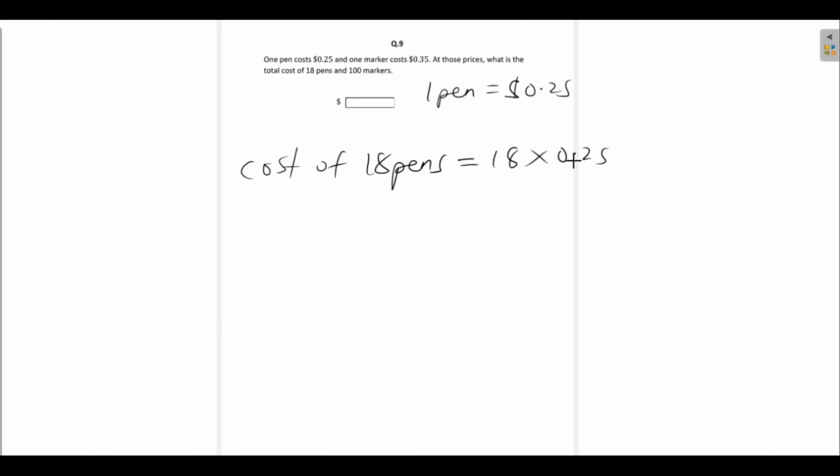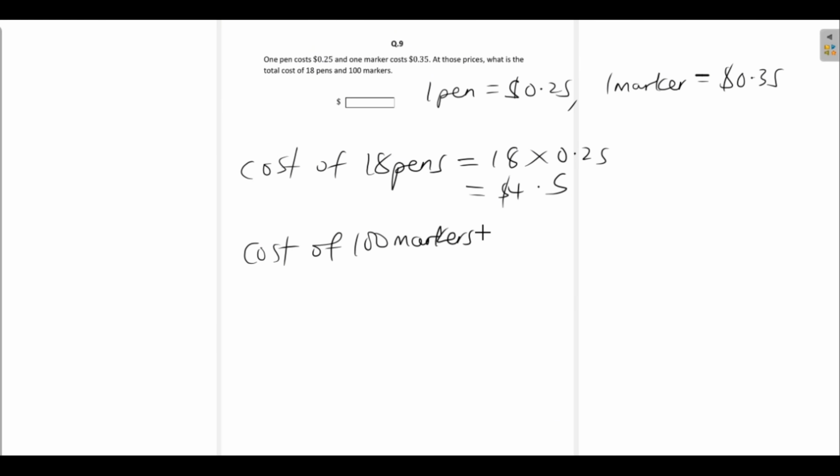And what is 18 multiplying 0.25? That is going to be $4.5. Also, we were told that 1 marker also costs 35 cents, right? We're also given this information in the question. So we want to find the cost of 100 markers. So the cost of 100 markers will simply be the number of markers you are buying multiplied by the price of 1 marker. So it will be 100 multiplying 0.35. And what is 100 multiplying 0.35? That is going to give us 35.